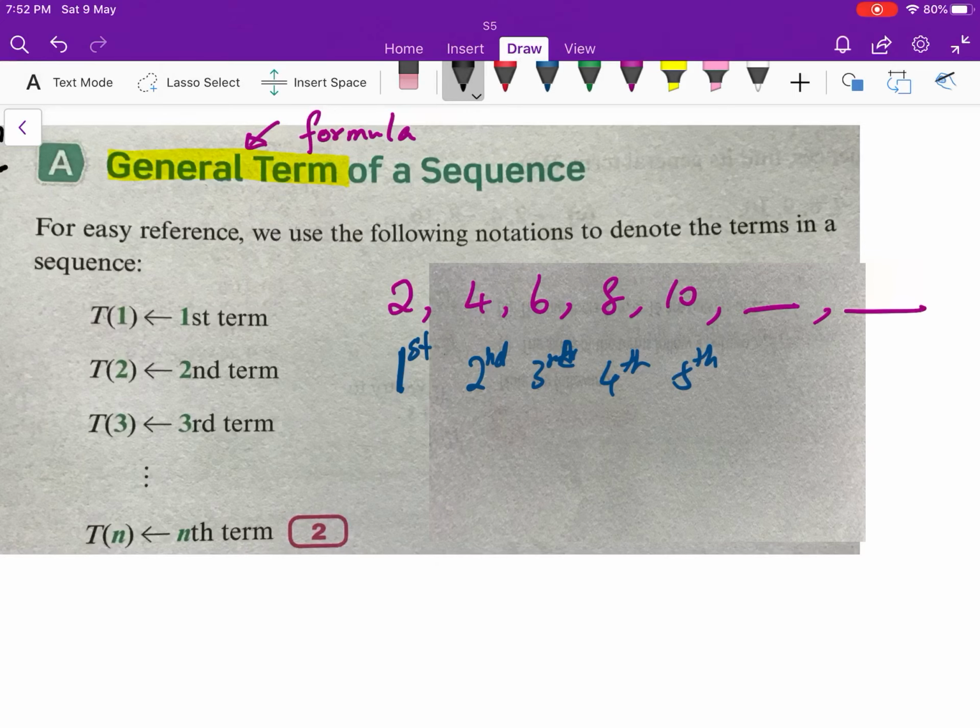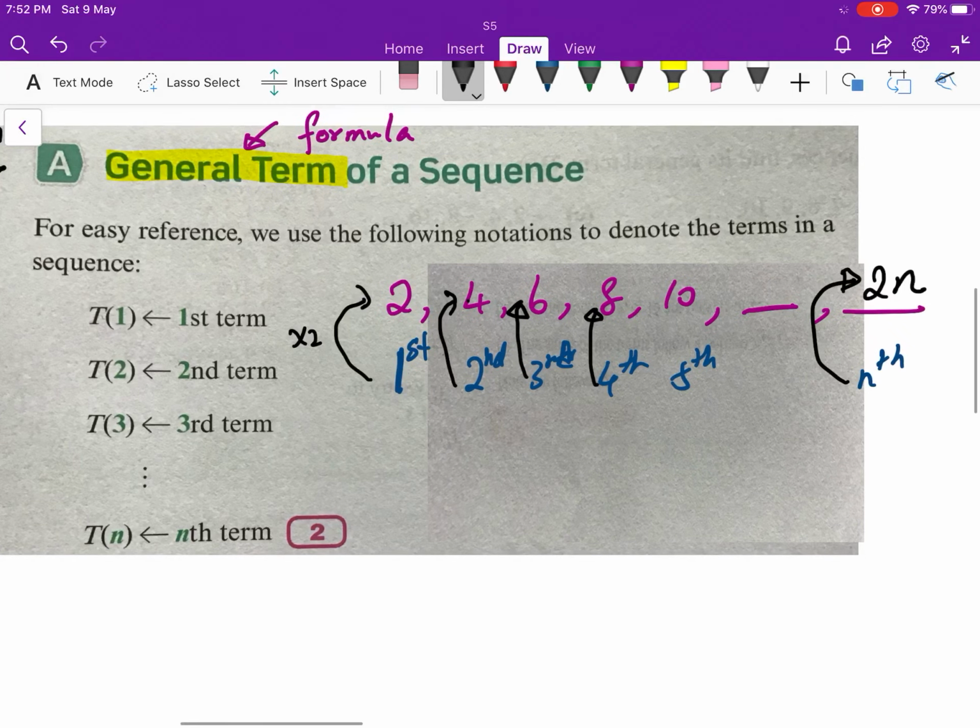Okay, so how can 1 become 2? How can 2 become 4? If you are familiar with it, you will think that actually almost all of them are just times 2. Can you see that? First term times 2 will become 2. Second term times 2, 4. Third term times 2, 6. Fourth term times 2, 8. So if I want to find the nth term, then what is the value here? Just times 2, right? So it's just 2n.